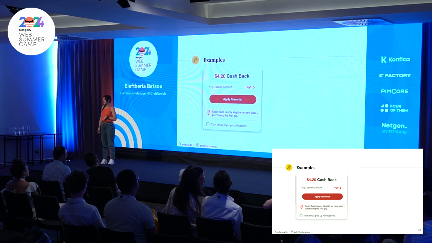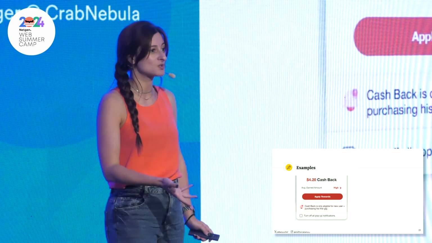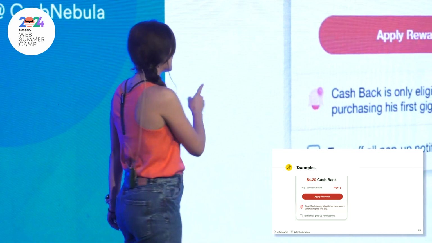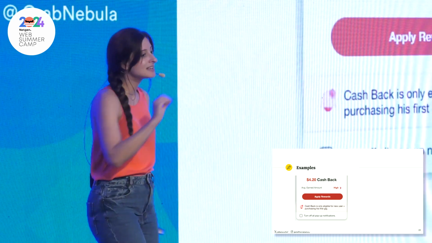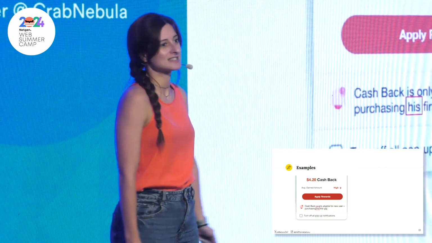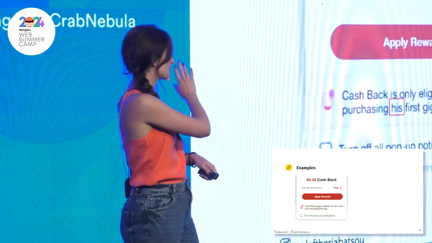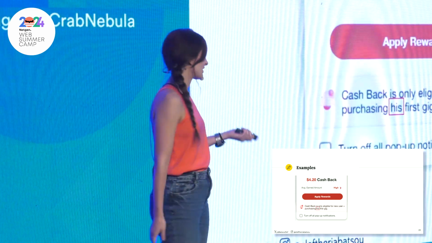We also have another issue here. This time, you have to read between the lines to find the issue. It's not something visual this time. I'm going to help you a little bit. Cashback is only eligible for a new user purchasing his first gig. We don't have his these days. And if you think that the user logged in and it's his, it's not. That was on my laptop. I'm here, and I didn't log in or anything.